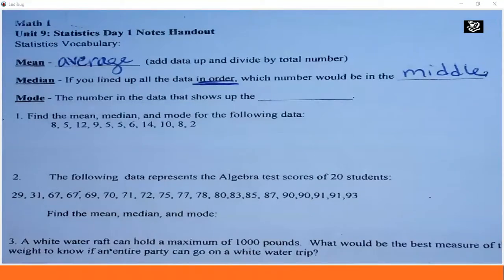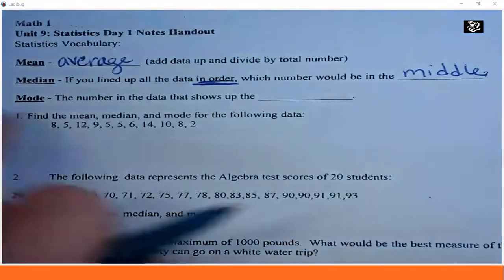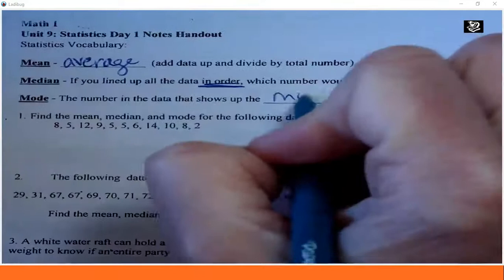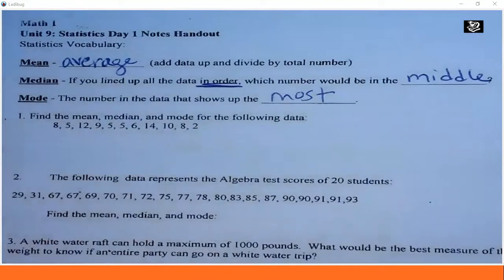It's in the middle, okay? What about the mode? Anybody remember what the mode is? The most, all right? And the way I remember that is mode and most. It's the number that shows up the most, okay?